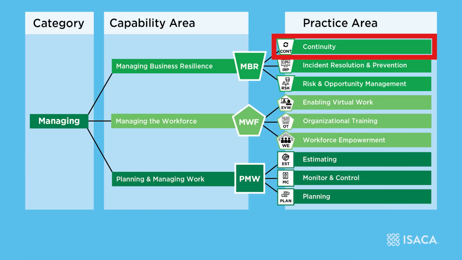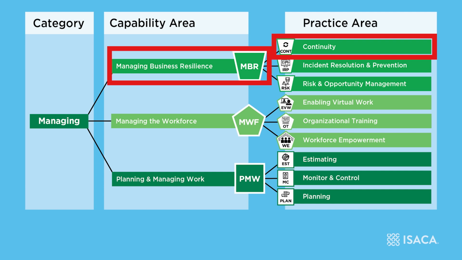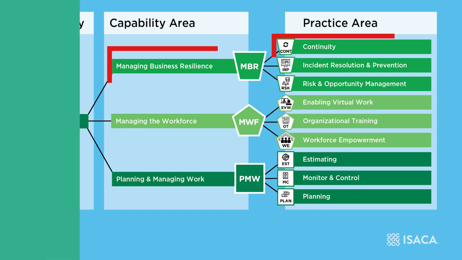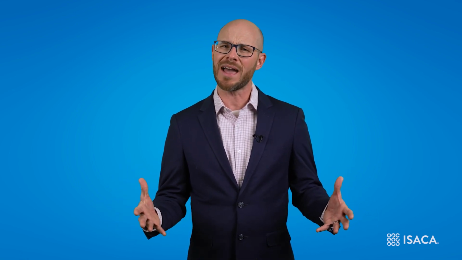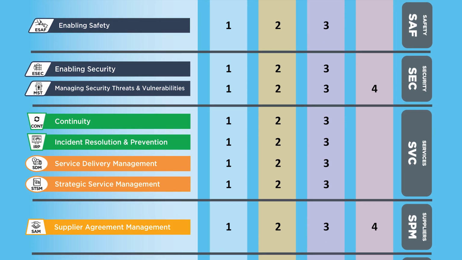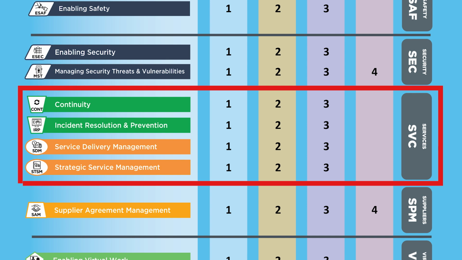Continuity is one of three practice areas within the Managing Business Resilience capability area, which is in the Managing category. All the practice areas in this capability area are concerned with mitigating and managing the effects of events that may have a detrimental impact on business. Continuity is specifically concerned with the big, usually unpredictable events that typically have a catastrophic impact on the entire organization. Continuity is part of the services domain.